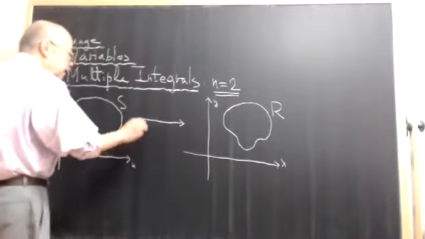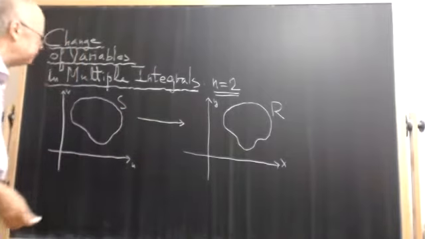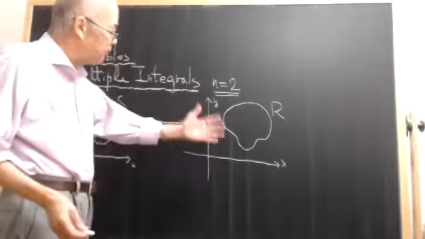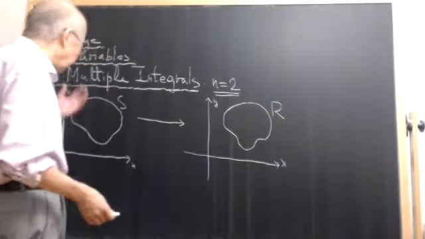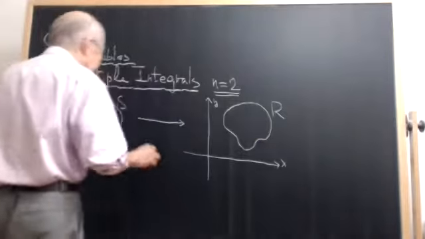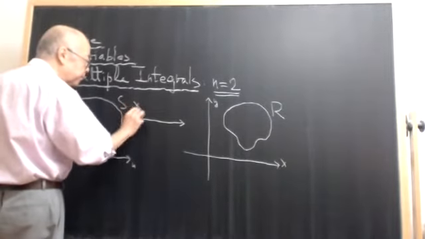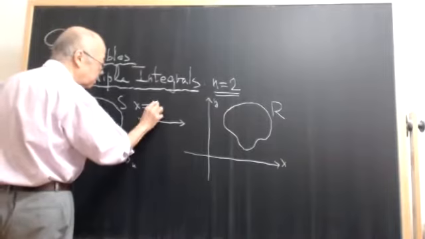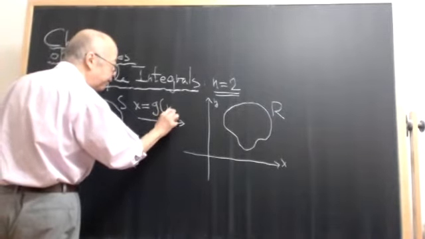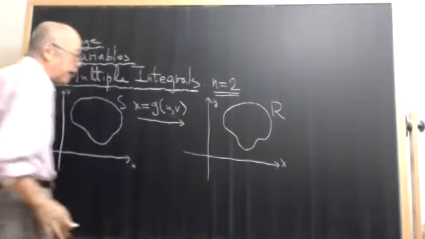So I am going to suppose that there is a mapping from the UV plane to the XY plane, from the region S to the region R. And the mapping is given by this equation, where X is a function of U and V, an arbitrary function.